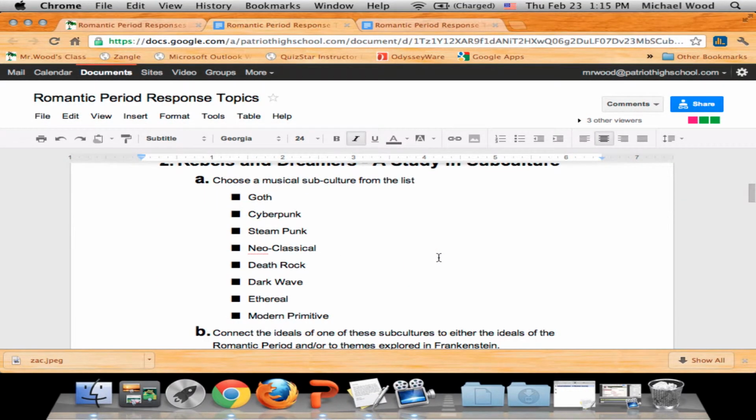The subcultures are goth, cyberpunk, steampunk, neoclassical, death rock, dark wave, ethereal, modern primitive. What about rockabilly? Okay, no, rockabilly does not have anything to do with the Romantic period. Are these the only subcultures? Obviously not. There are thousands of subcultures. What I did is took a group that I think you can make a connection to the Romantic period. Okay?